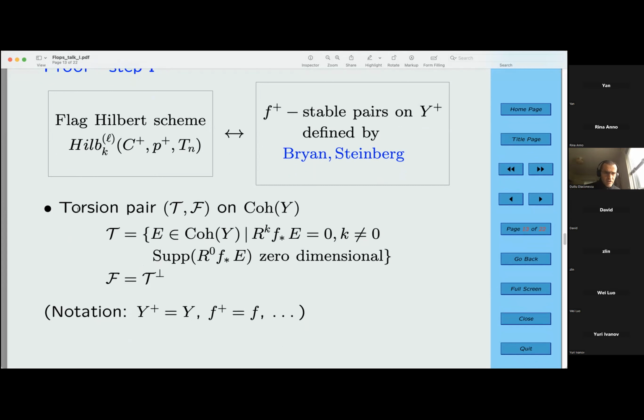So what they did was, you start out and define a torsion pair on the abelian category of coherent sheaves on Y, where the torsion part consists of all sheaves on Y such that the right push forward to the singular threefold X is a zero-dimensional sheaf in degree 0 and nothing else. So all higher direct images vanish, and the zeroth direct image is just a zero-dimensional sheaf, supported at some points in X. That's the torsion part, and the torsion-free part is just the orthogonal inside coherent sheaves on Y.